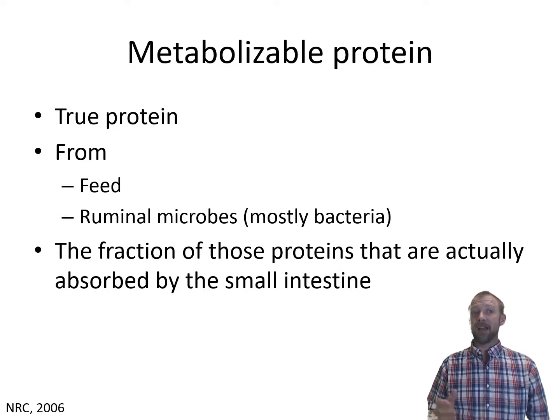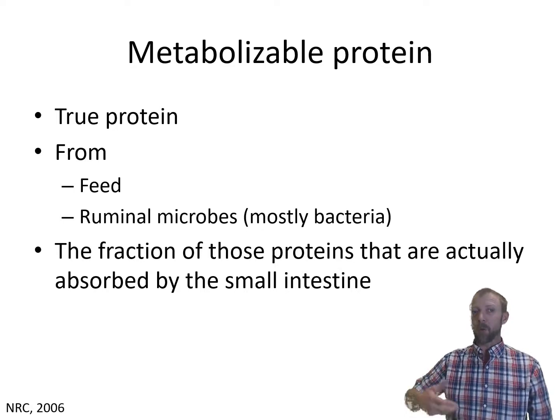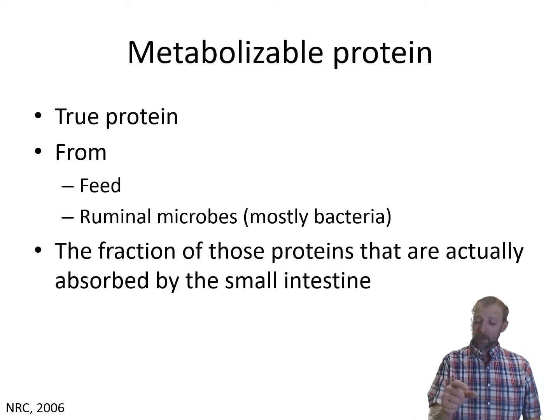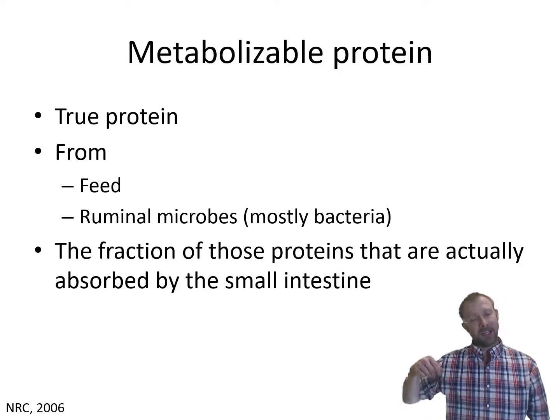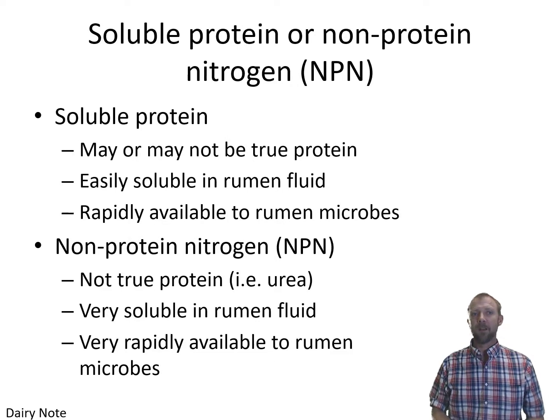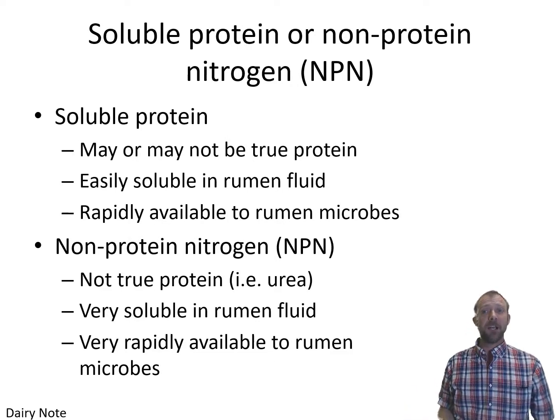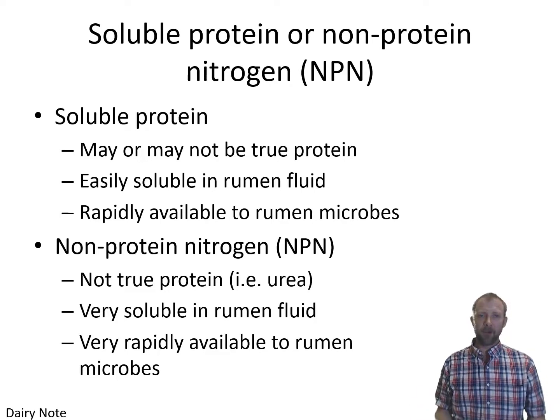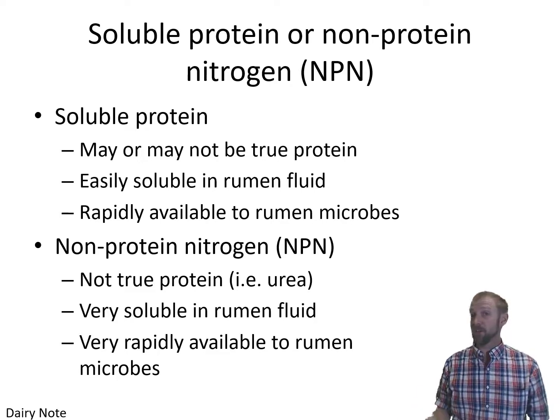Okay, and that is the amount of protein that's actually absorbed by the small intestine. So if it's in the feed and it actually gets absorbed by the animal, then that would be considered metabolizable protein. I already kind of alluded to this as well, the soluble protein or the non-protein nitrogen. So really I should start at the bottom here. Non-protein nitrogen is not true protein. For example, urea is a non-protein nitrogen.